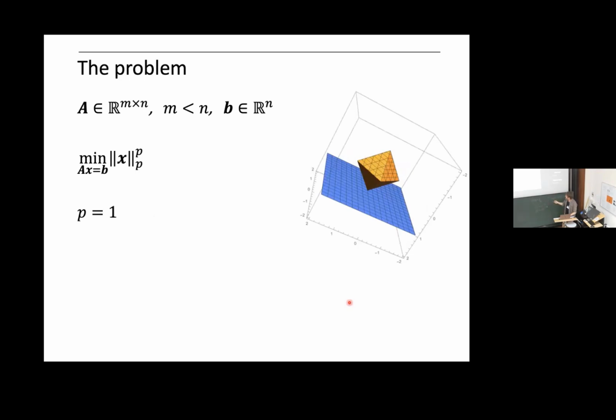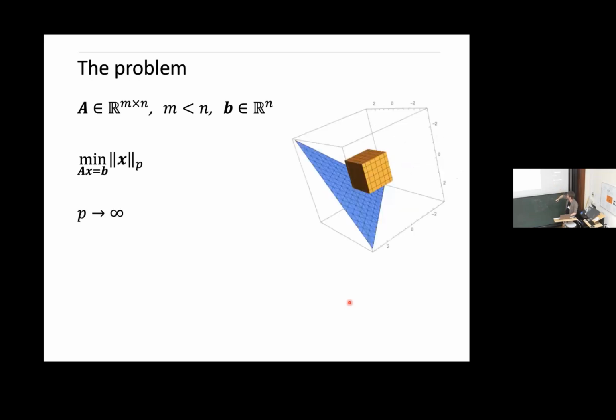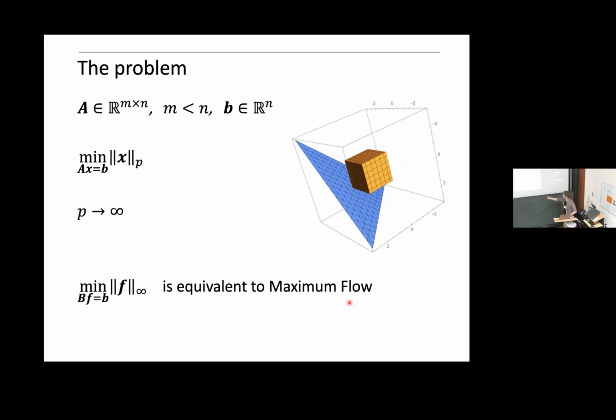And then if you take p equals 1, you get kind of a pointy ball, a 1-norm ball. It looks like this instead, and you want the smallest 1-norm ball that still contains a point of the hyperplane. And p going to infinity gives you this max norm ball, and that's equivalent to general linear programming. And I think it also is with p equals 1. And if we look specifically at flow equations, then this problem is maximum flow.